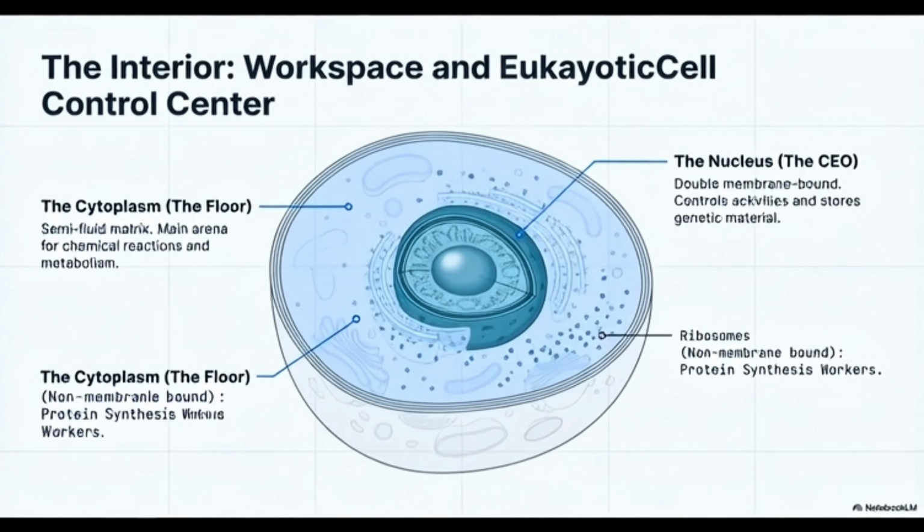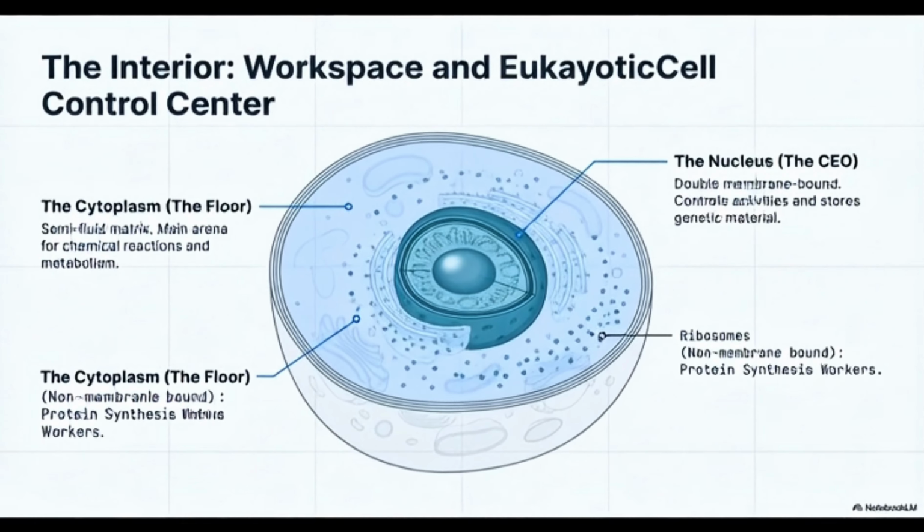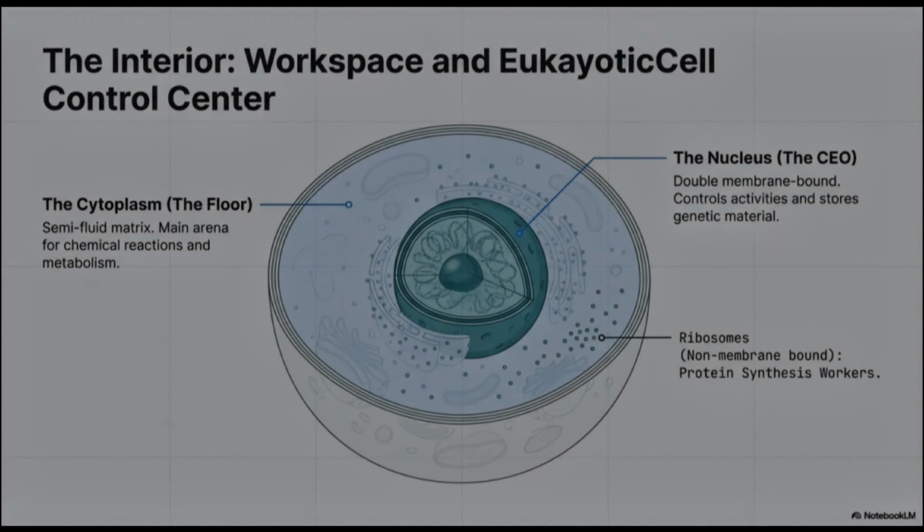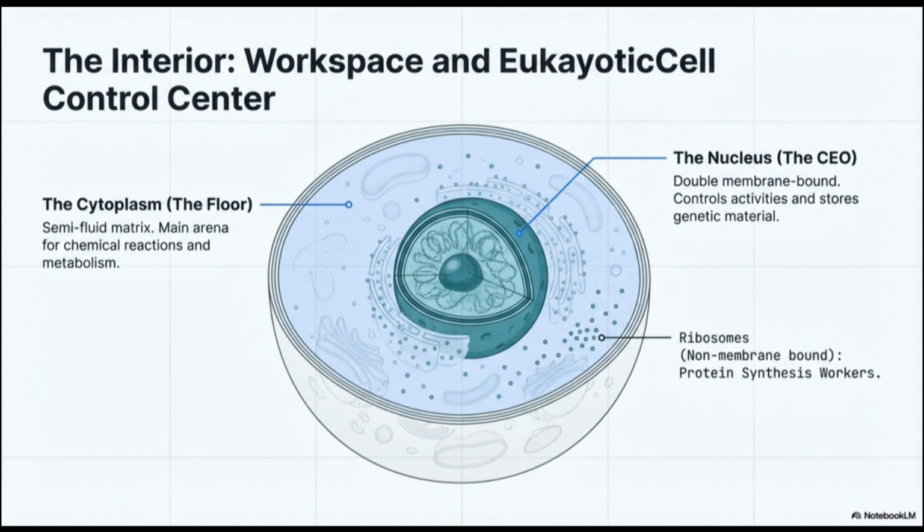Inside the cell, the cytoplasm is like the working space where most reactions happen. And the nucleus is like the control center. It stores genetic material and controls cell activities. Ribosomes are tiny structures that help in protein synthesis, meaning they build proteins.